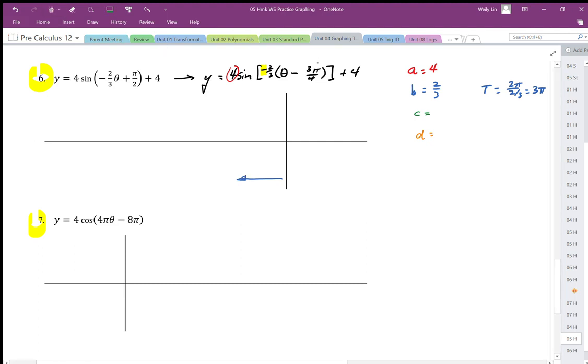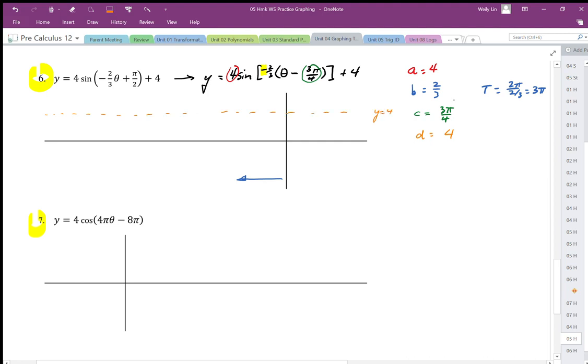Once we have the factored form, we have our c value. This is going to be positive 3 pi over 4. And then our d value, which is our vertical shift, ends up being equal to positive 4. Okay, so I'll start there. I'm going to have my positive 4. Okay, this represents my middle line, my d value. That's going to be at y equals 4.